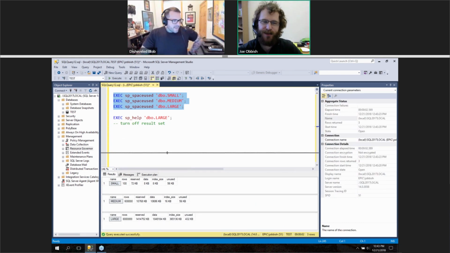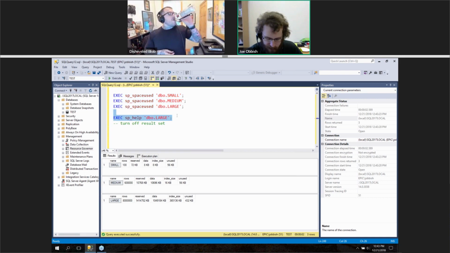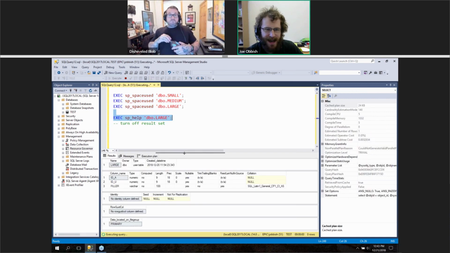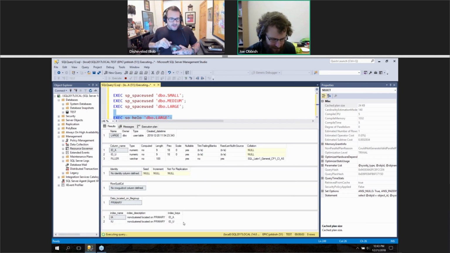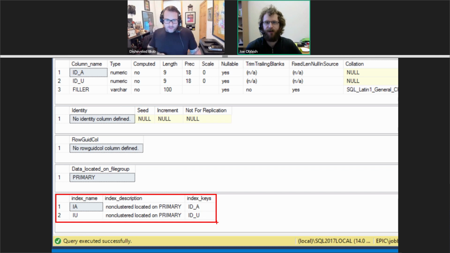Okay. There are 3 tables here. We don't really need to know much about them. We have a small table, a medium table, and a large table. Now, Eric hacked my computer, and he added a few indexes. It's pretty unfortunate, right? We still have a heap, fortunately, so there are no clustered indexes involved. So that's good. We have 2 non-clustered indexes, one on the IDA column and one on the IDU column.